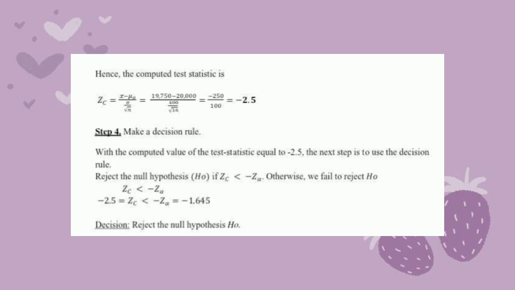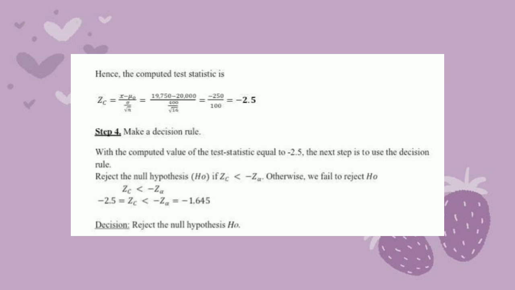Hence, the computed test statistic is our computed z equals the sample mean minus the population mean over the standard deviation divided by the square root of the sample size, equals 19,750 minus 20,000 over 400 divided by the square root of 16, equals negative 250 over 100, which is equal to negative 2.5.